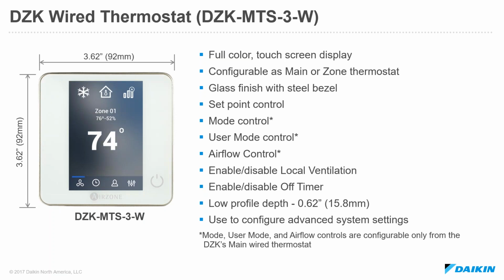Either as a main or a zone level thermostat, we can enable or disable local ventilation. We can enable or disable an off timer for the DZK. And then we can also use any of these wired thermostats that are on the system to access the advanced settings menu of the DZK.